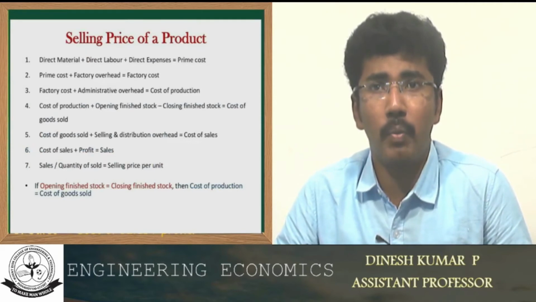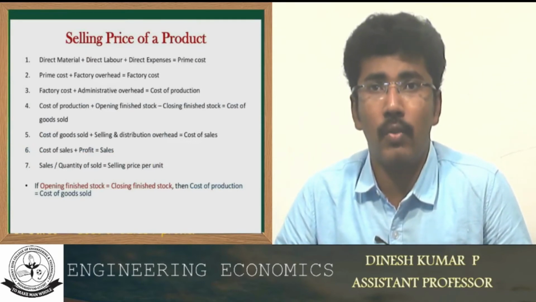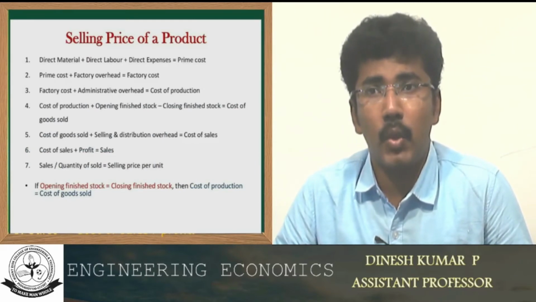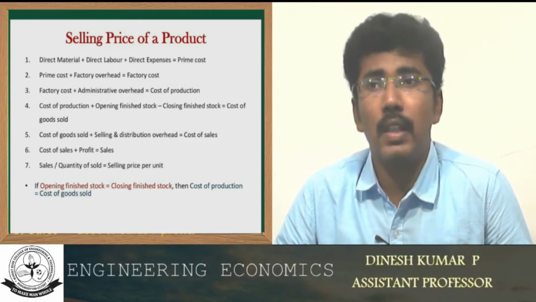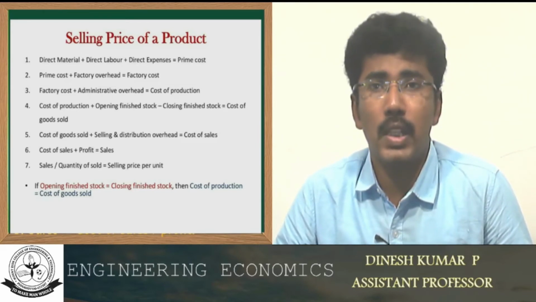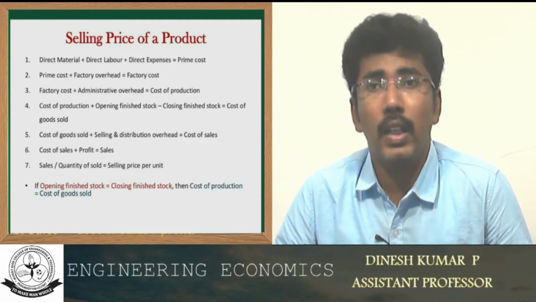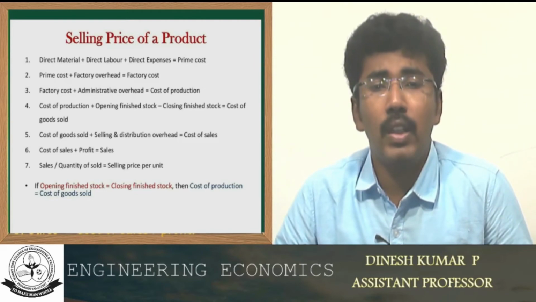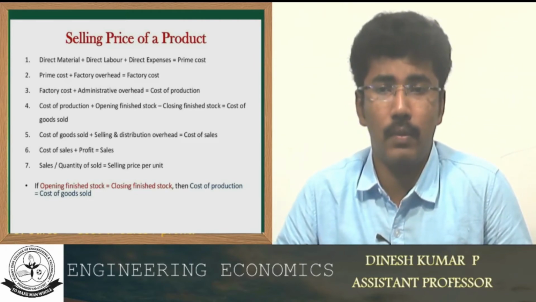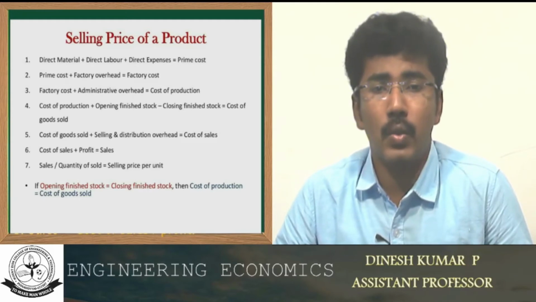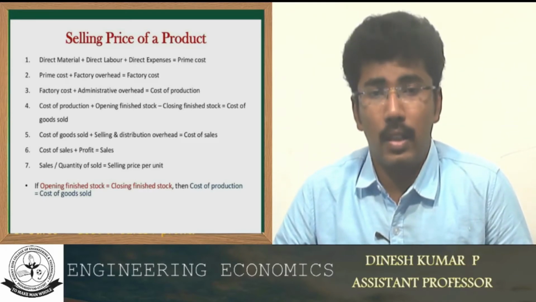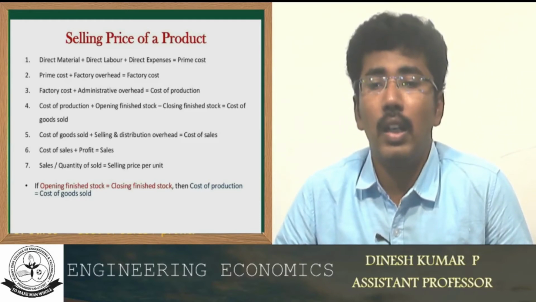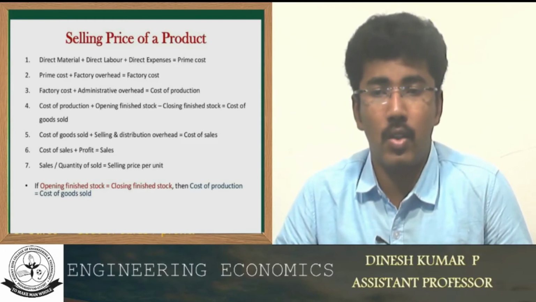The selling price of a product is calculated using the following formulas. The sum of direct material cost, direct labor cost and direct expenses is called the prime cost. The factory cost is the sum of prime cost and factory overheads. The cost of production is the sum of the factory cost and administrative overhead cost. The cost of goods sold is the cost of production plus opening finished stock minus closing finished stock.